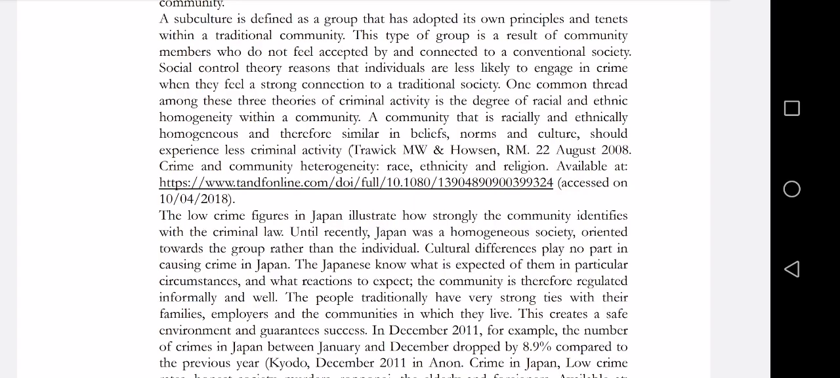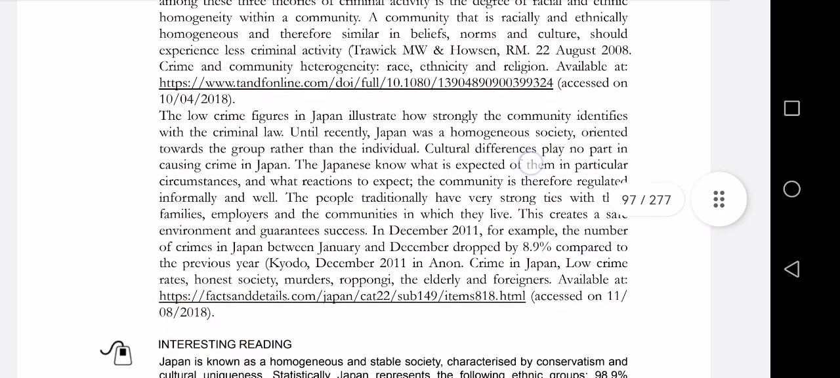homogeneity within a community. A community that is racially and ethnically homogeneous, and is therefore similar in beliefs, norms, culture, should experience less criminal activity. Reference: Rawich M.W. and Housen R.M., 22nd of August 2008, Crime and Community Heterogeneity, Race, Ethnicity and Religion. Available on this website, and it was accessed on the 10th of April 2018.